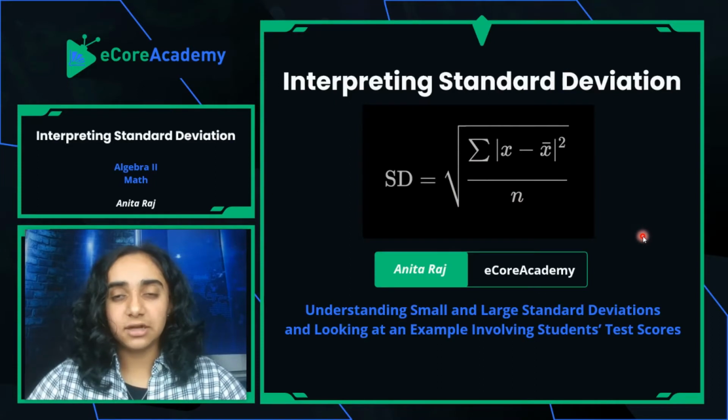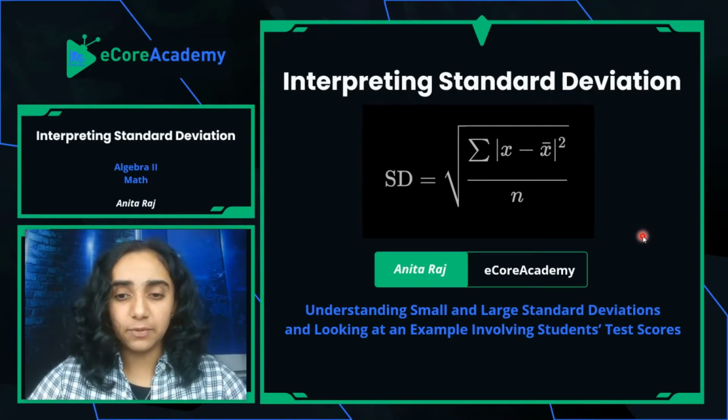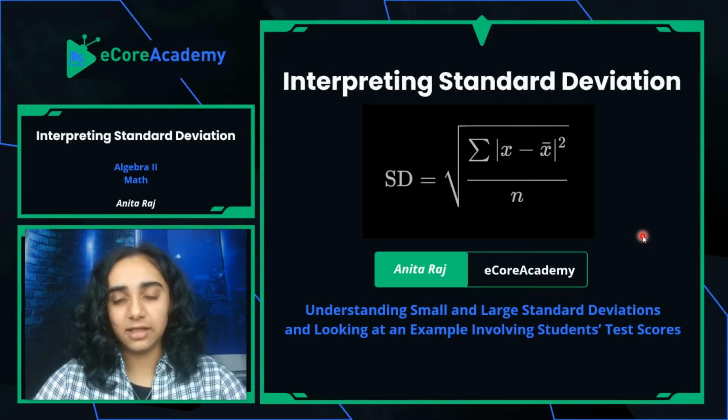Our goal today is to understand what small and large deviations mean, and then we're going to look at an example that involves some students' test scores in a class so that you can see a real-life application of how standard deviation would come into play.